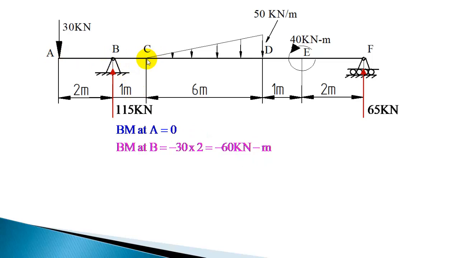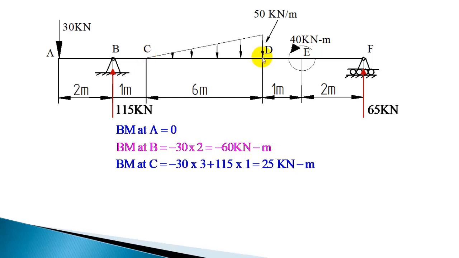Now the bending moment at C you can calculate as minus 30 into 3, plus this reaction 115 into 1. So minus 30 into 3 is a counterclockwise bending moment, and this force is producing a positive bending moment. So 115 into 1. So that will give 25 kilonewton meter as the bending moment at C.